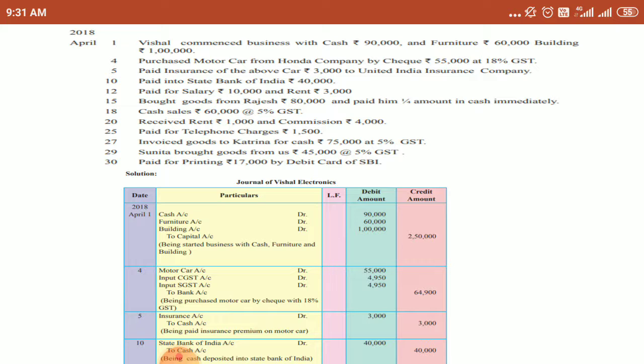Next is April 30 paid for printing rupees 17,000 by debit card of SBI. So when a payment is done, it is a loss, so it is an expense for us. So that expense we have to see. And State Bank of India is what? It is our account only, so cash is going out of the business. State Bank of India is the giver of the cash. Remember this. So let's pass the journal entries.